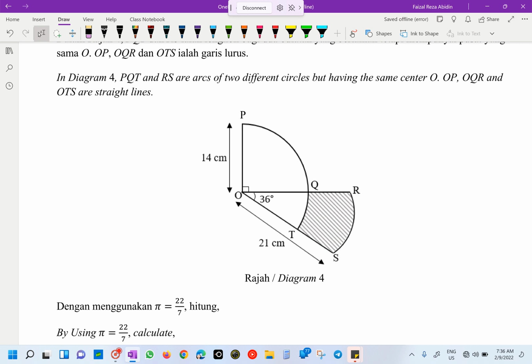Okay, so we look at the question here in diagram 4, PQT. This is going to be our first arc here, the big one. And RS, second here, of two different circles but having the same center O. So this is our center O. OPQR and OTS are straight lines.